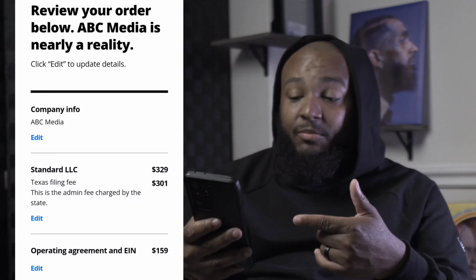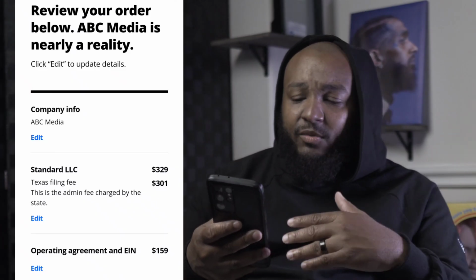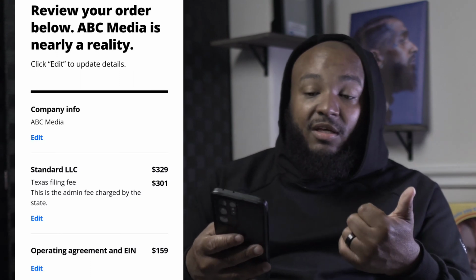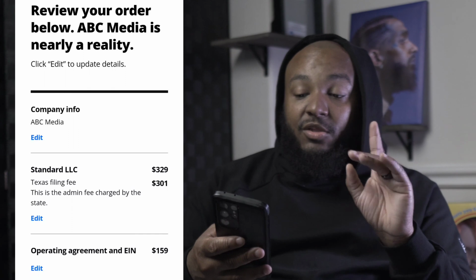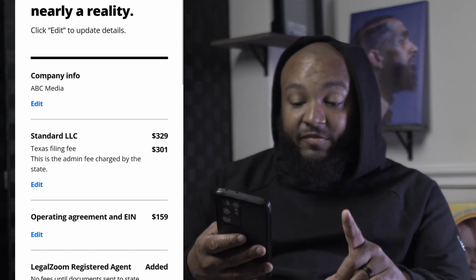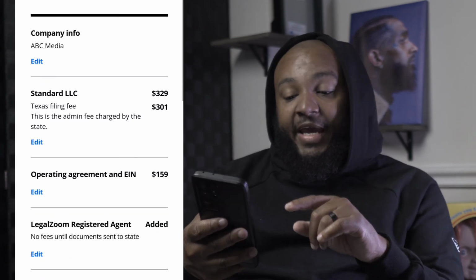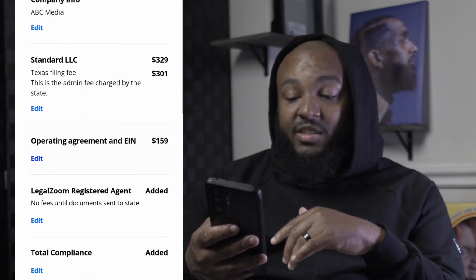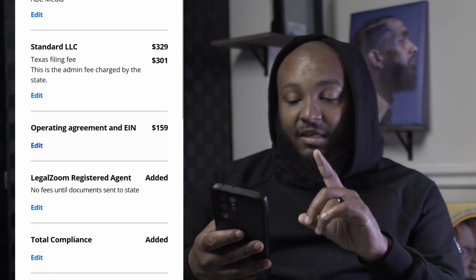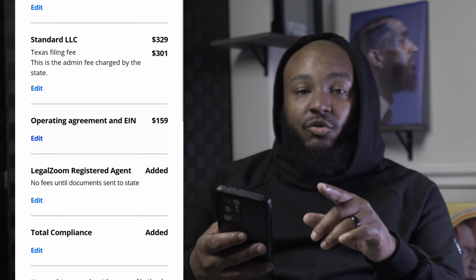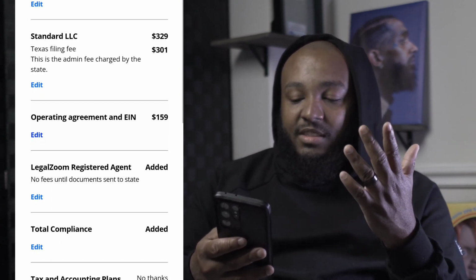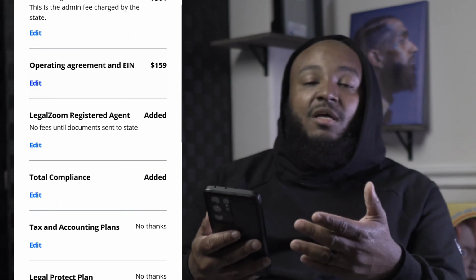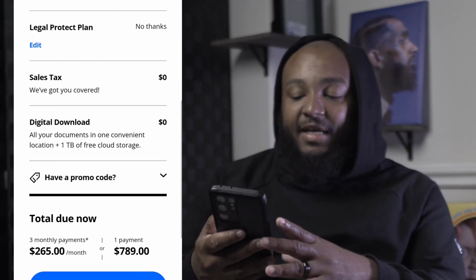All right, so now we have the summary page, which basically lists everything that we purchased, which is the standard LLC package for $329 plus the $301 for the state filing fees for Texas. And the next thing we included was the $159 for the operating agreement as well as the EIN number. Let's go down. Our damage comes out to $789.